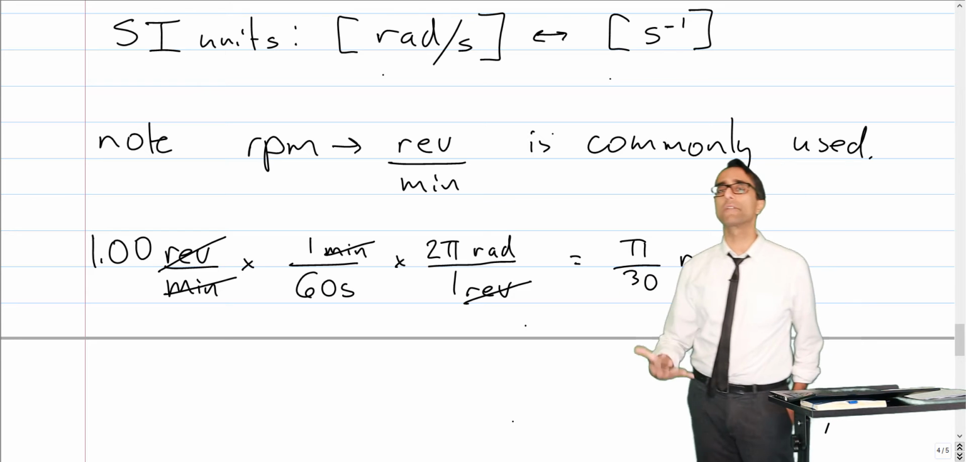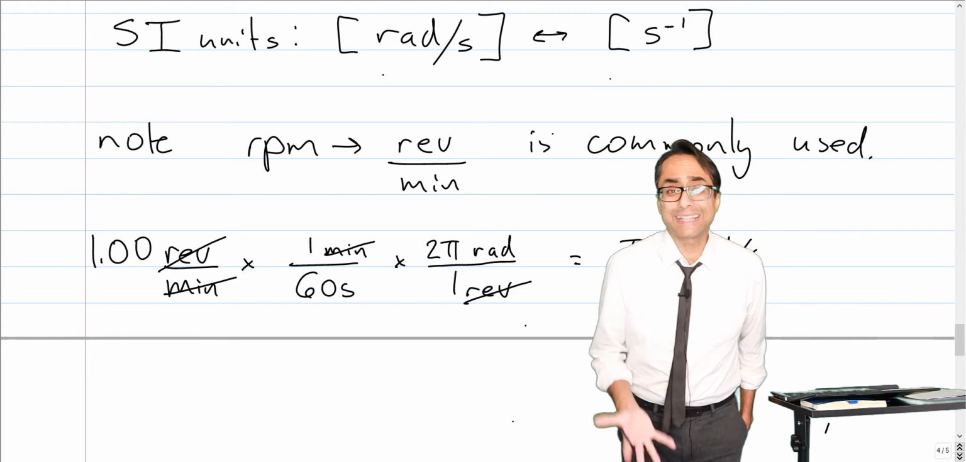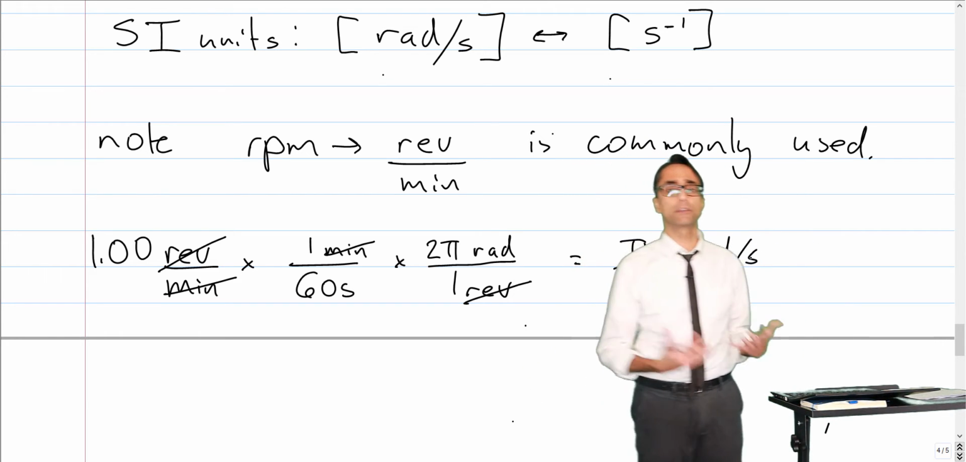Now, I've been giving a lot of things in terms of pi, mostly because I can't multiply by pi in my head, right? That's very hard to do.